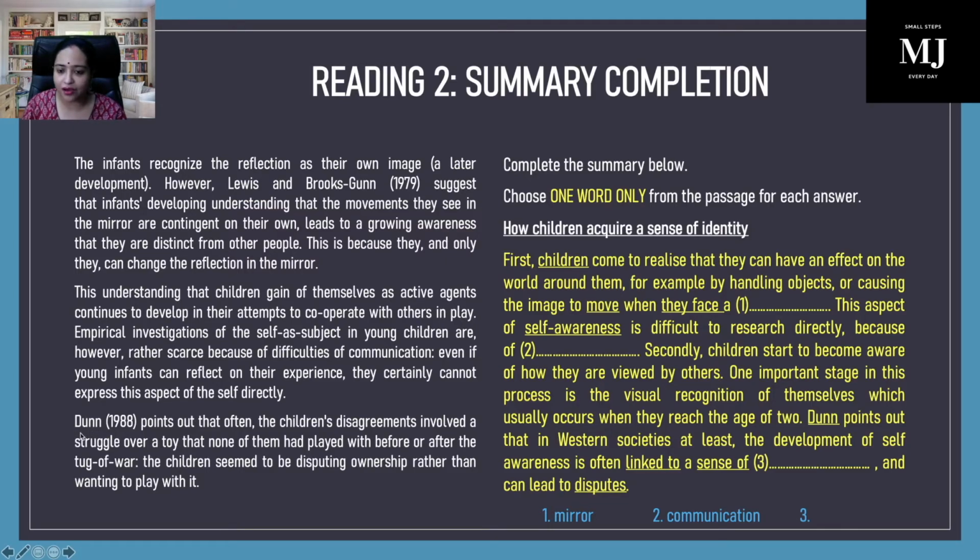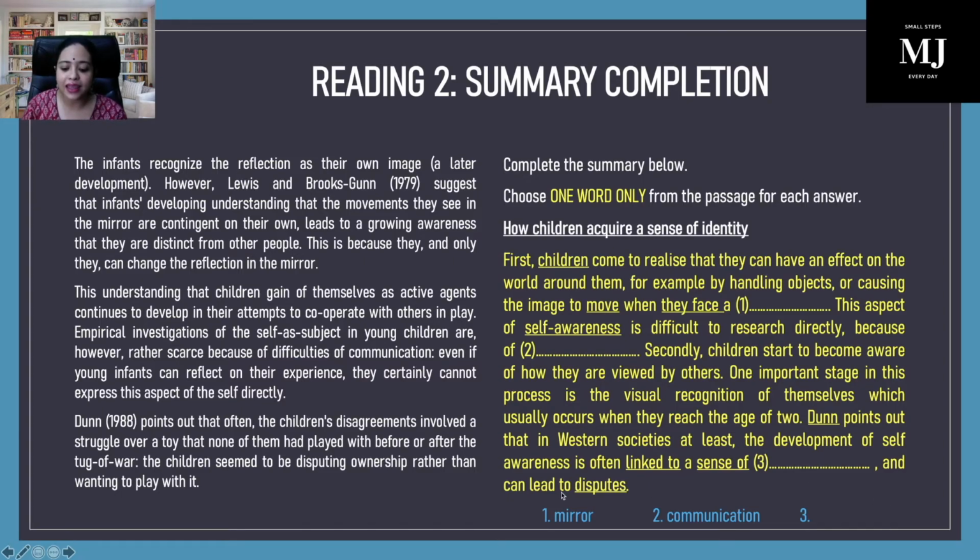So we know we are starting from paragraph number 3. Dunn points out that in Western society at least, the development of self-awareness is often linked to something. So it is associated with something. So this can well be paraphrased in the passage. So mark it as a keyword. A sense of something. Again, the blank has to be a noun, guys. You can have a sense of completion, noun. A sense of walking, also a noun. A sense of enjoyment, noun. So a sense of a noun. This part of speech cannot be a verb or anything else.